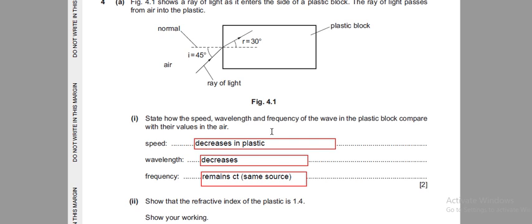A ray enters the plastic block. How do speed, wavelength, and frequency change? Speed will decrease in the block. Wavelength will also decrease, and frequency remains constant because we know that the same source is still used. Whatever ray is produced from the source travels through air or plastic, so the frequency is always constant.